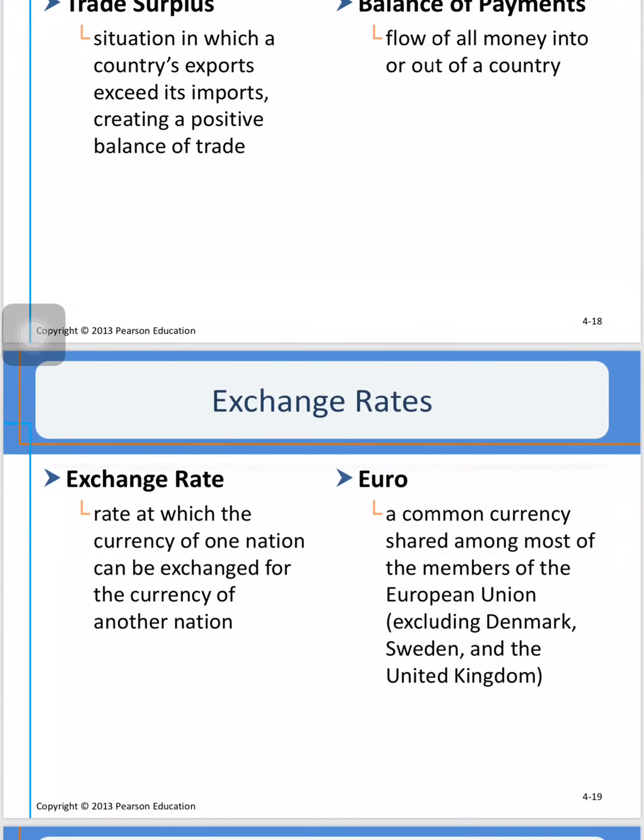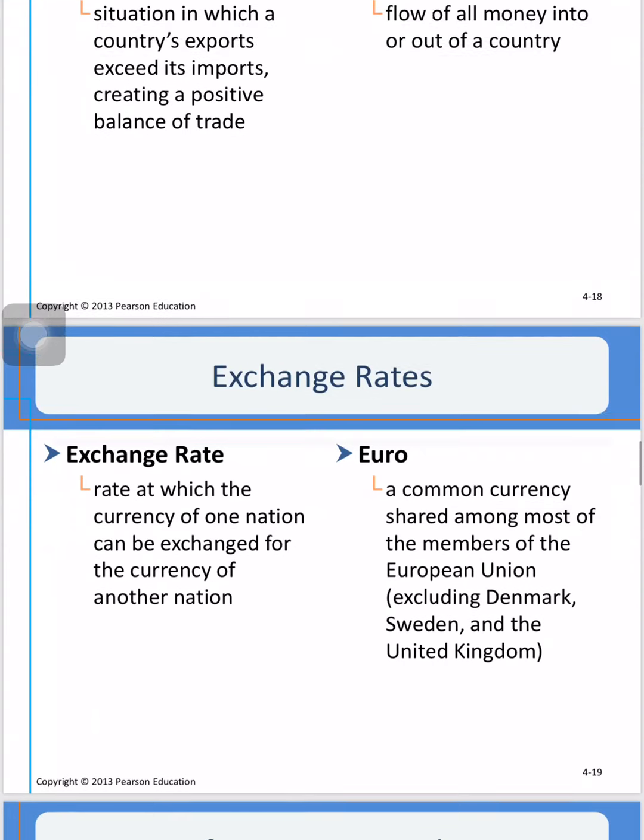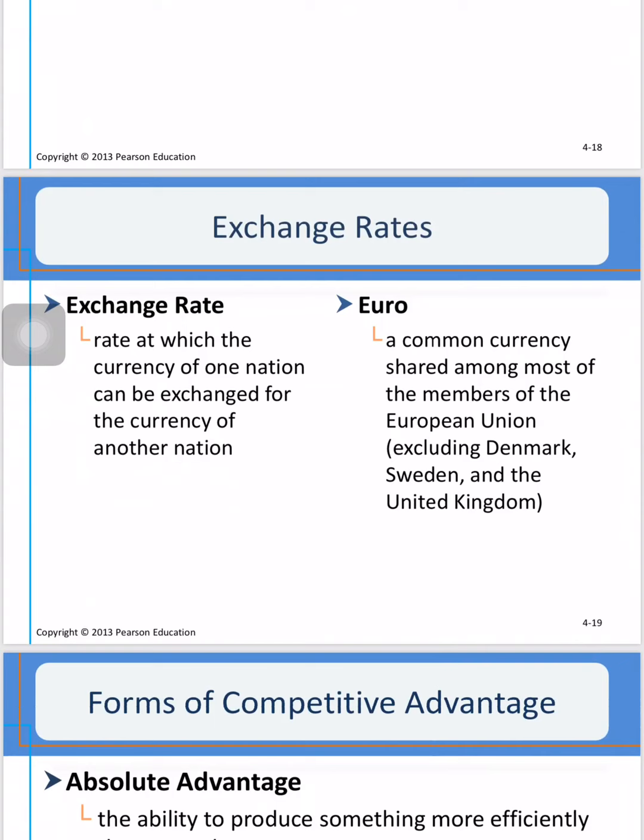Next is exchange rate. Exchange rate is the rate at which a nation's currency can be exchanged for the currency of another. Here it says the rate at which the currency of one nation exchanges for the currency of another nation. The euro is mentioned here. The euro is a common currency shared among most of the members of the European Union, they use the euro.